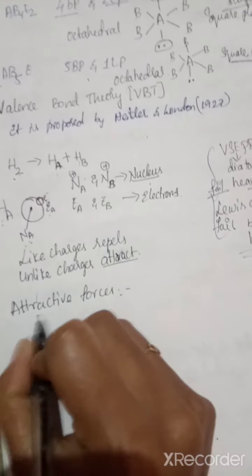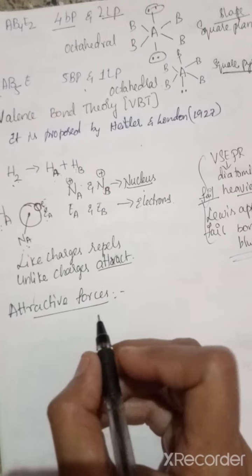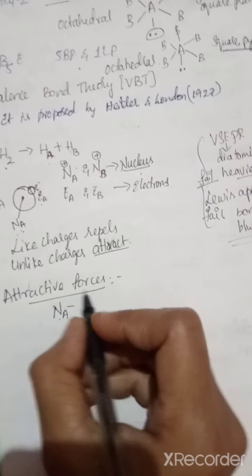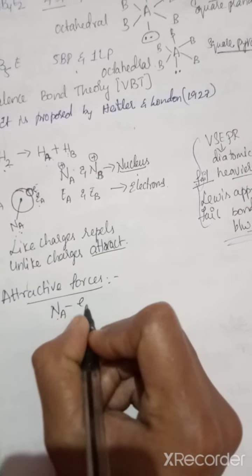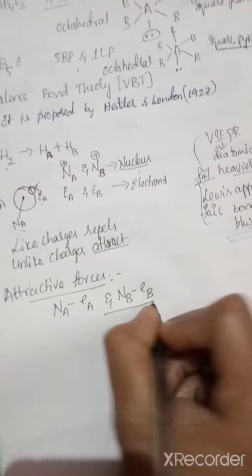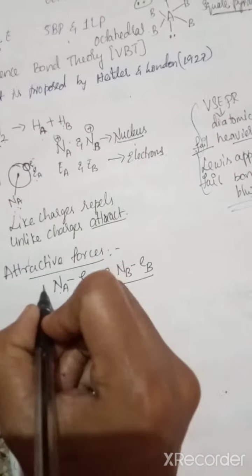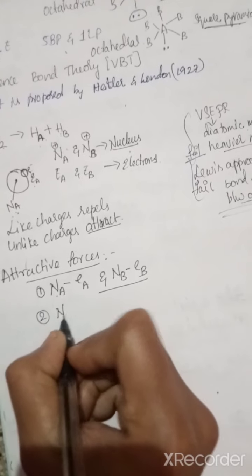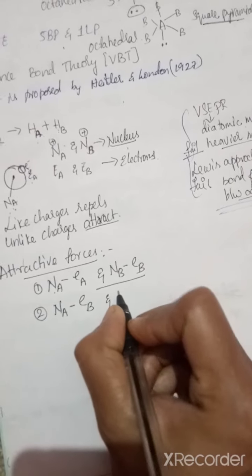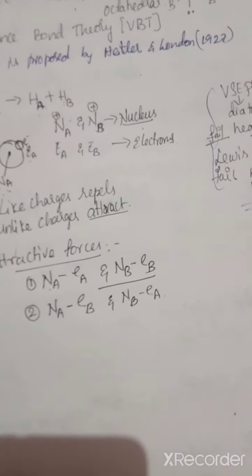When we are discussing the attractive forces, as we know, the nucleus of one atom, Na, and the electrons of its own atom, Ea, and Nb and Eb, give the attractive force. Normal ಆಗಿ attractive force ಆಗುವಂಥ ಚಾನ್ಸಸ್ ಇರುವಂಥದ್ದು ಇದು. And one more possibility is that Na attracts Eb, and Nb attracts Ea. This is how it comes about.